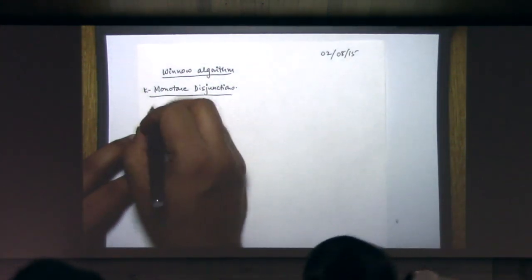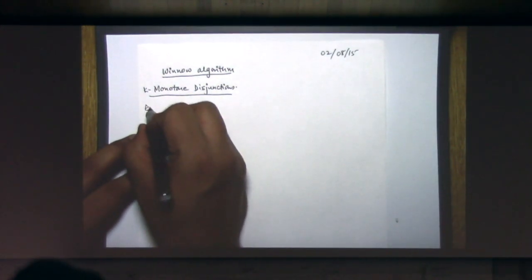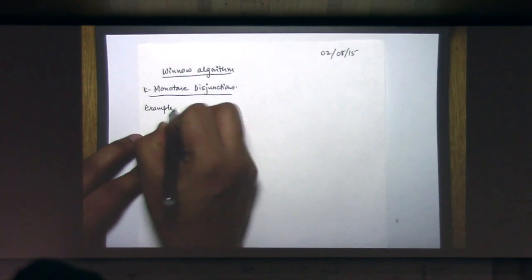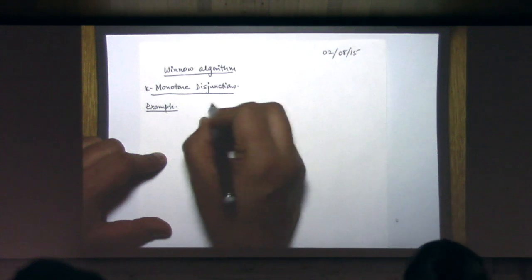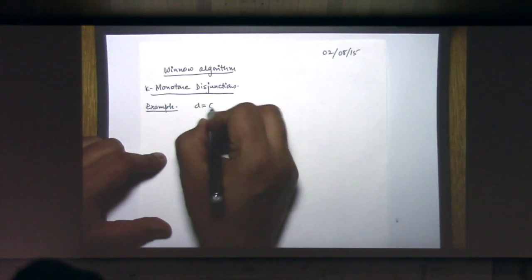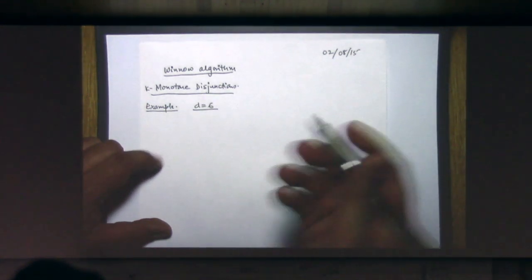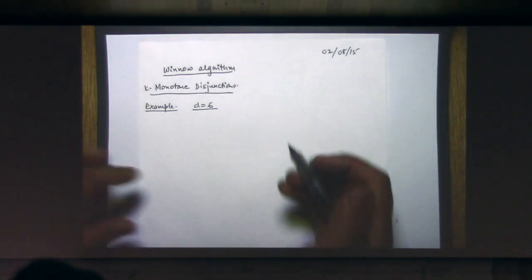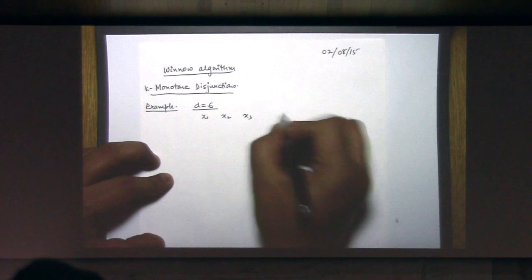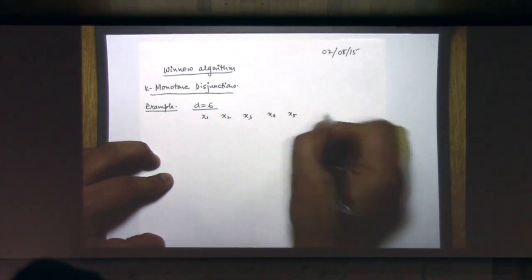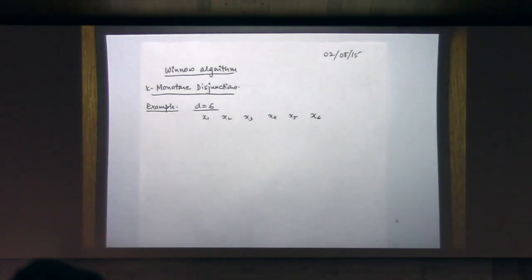Okay, so let's consider an example where your data is represented using six dimensions, so using six attributes. So let's say this is the tumor example, right? So let's say you have six attributes, d equal to 6, and each attribute is binary, of course. So let's represent them as x1, x2, x3, x4, x5, x6, right?